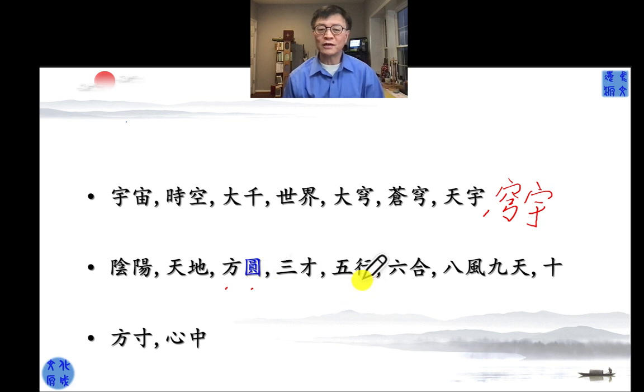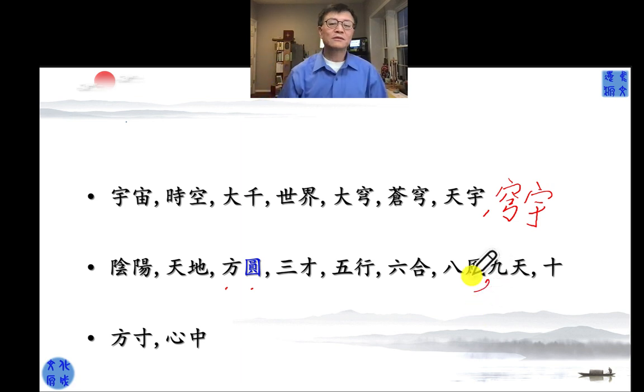San Cai. 五行五行 as 木火土金水: tree, fire, earth, metal, water. 木火土金水六合, still remember 六合? 前后左右上下 or 北南东西 or 东西南北上下. If I lie down, this is the north, this is the south, this is the east, and this is the west, and up and down, 上下. There's two ways to say it. 六合八风, there should be a comma here.